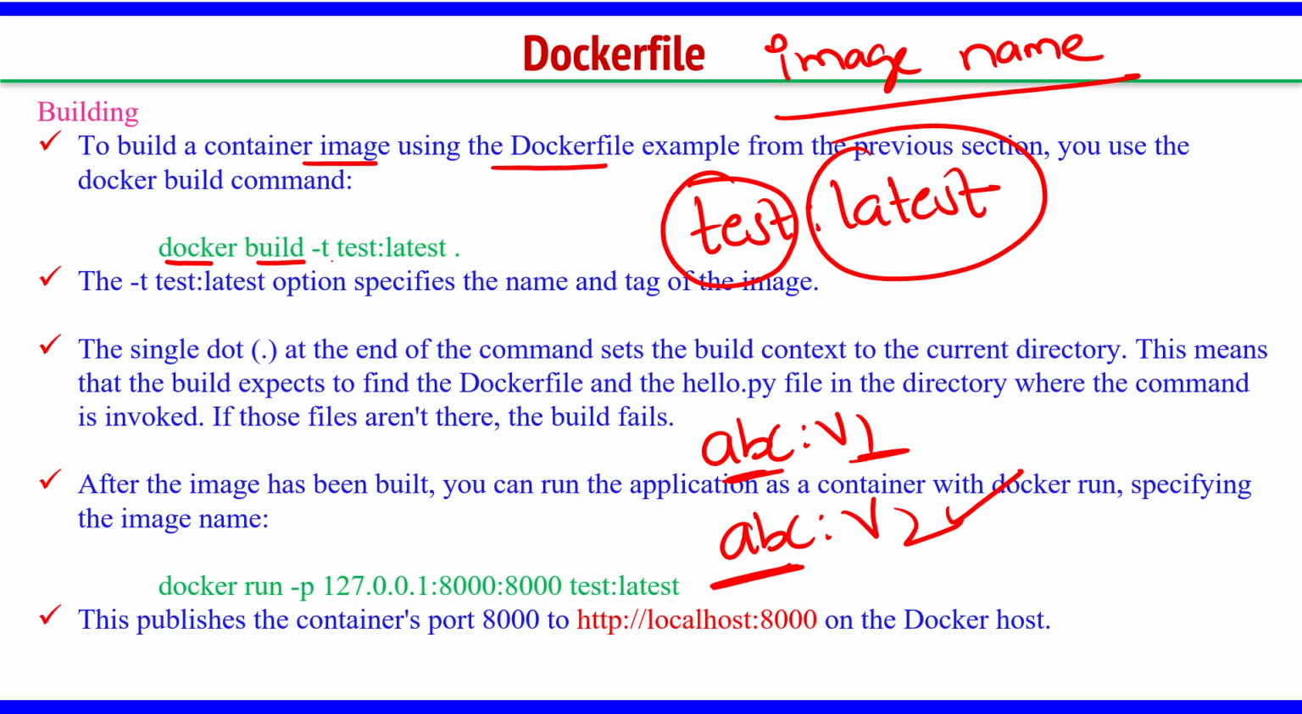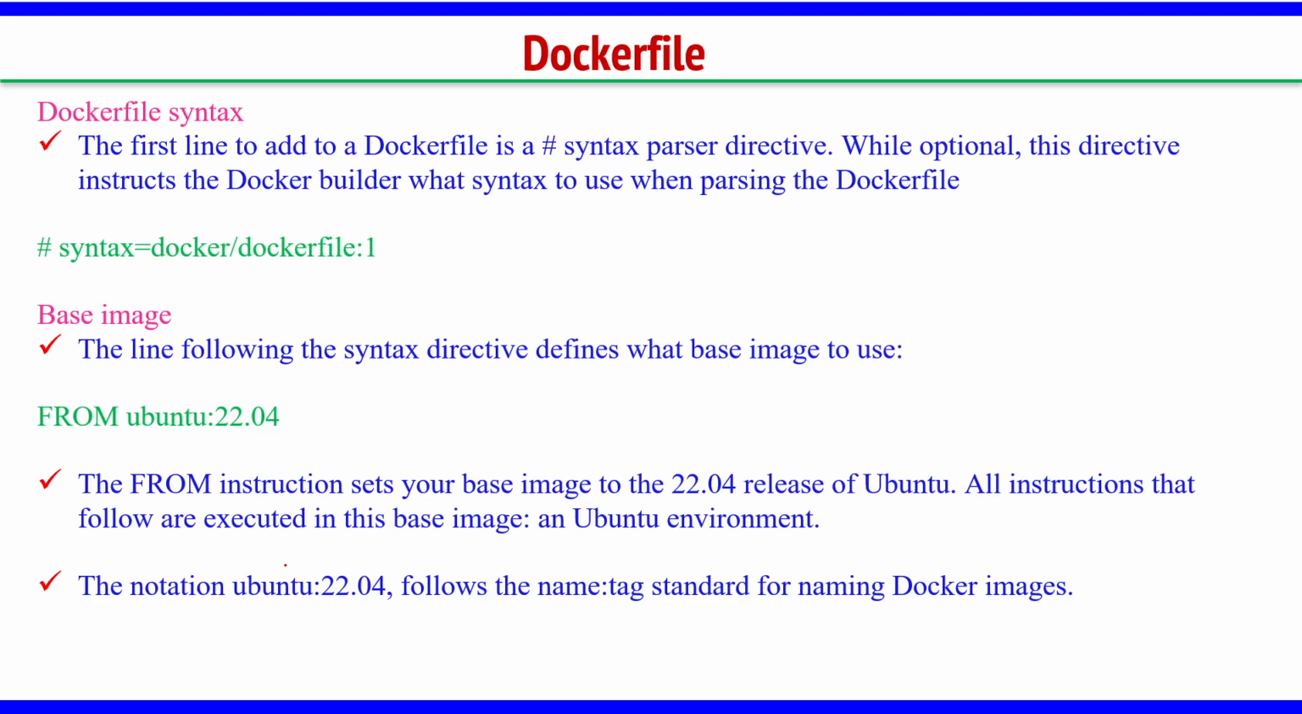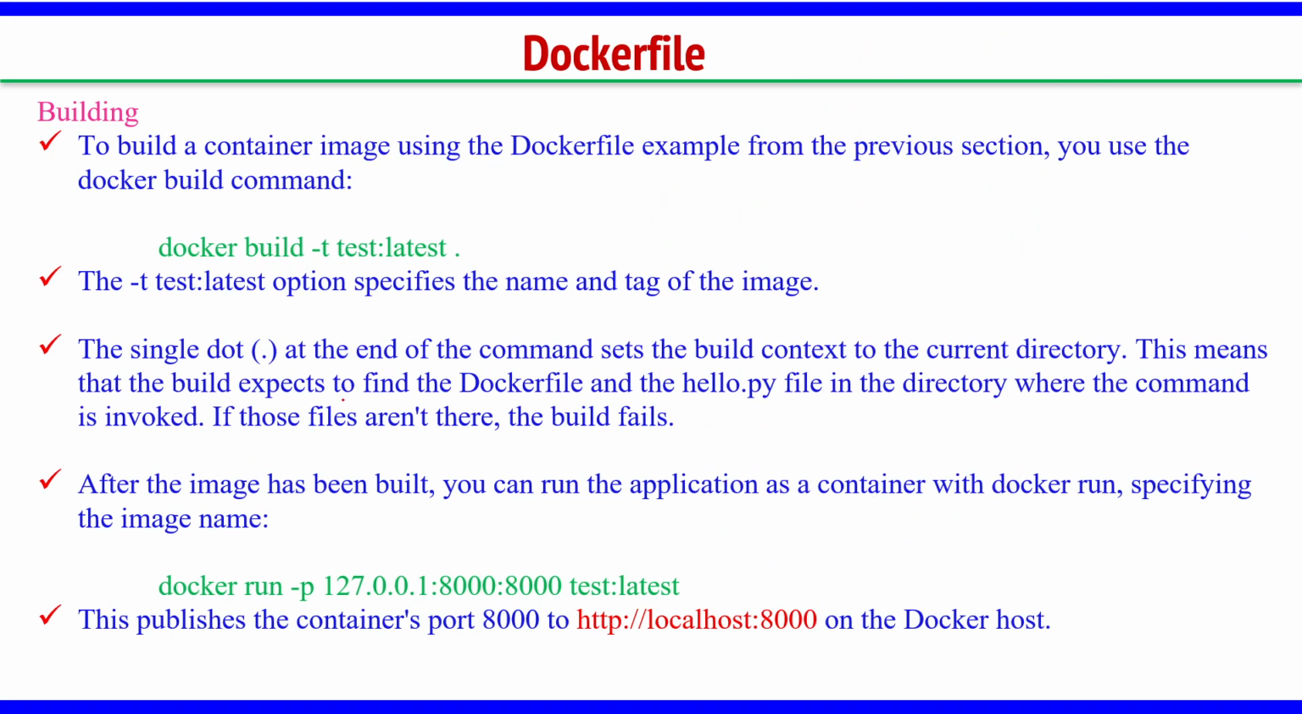Okay, so that's what we said here. Name, we gave it here, right? See, it is following the name and the tag, which we use for images. The -t test:latest option specifies the name and tag of the image. And the single dot at the end of the command sets the build context to the current directory. Build an image in the current directory. Wherever the current directory is, there you create an image.